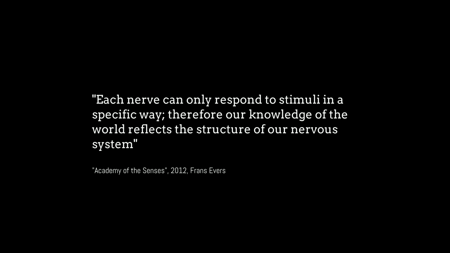Each nerve in your system can only respond to a stimulus in a very specific way. Therefore, our knowledge of the world reflects the structure of our nervous system. Your ears, for example, cannot respond to photons, just in the same way that your eyes cannot respond to changes in air pressure. So your nerves expect a stimulus in very, very specific ways.